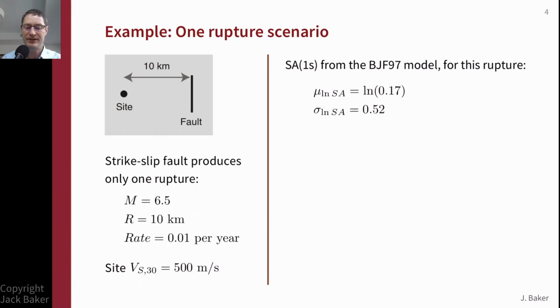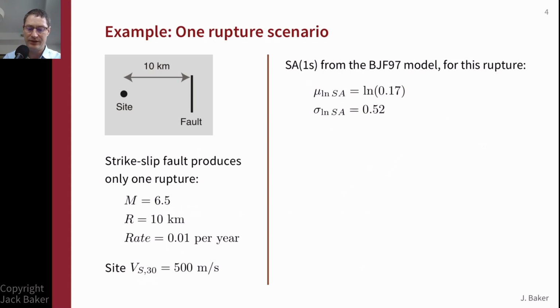So from kind of previous calculations in chapter 4 of the book, over on the right, I'll get us started here. If we're looking at 1 second spectral acceleration and we use the Boore-Joyner-Fumal 1997 ground motion model, we've got those results already for this kind of rupture case. So the mean log spectral acceleration is the log of 0.17 g. Just put it there, with the log showing for kind of intuition. Standard deviation was 0.52. Okay, so that mean and standard deviation gives us the ground motion model terms we can use to predict the probability of exceeding any IM threshold we're interested in.